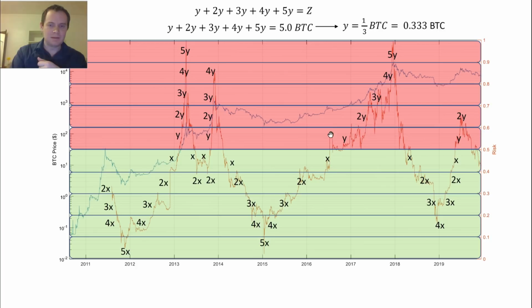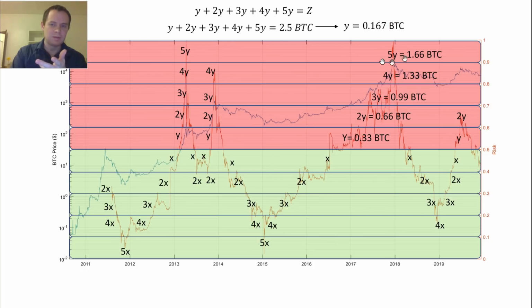So that means at this level here, you'd be selling 0.33 Bitcoin. If you get up here, you'd be selling 0.66, here 0.99, here you'd be selling 4y, so you'd be selling 1.33, and then here you would be selling 1.66. So you would have been selling 1.66 Bitcoin at around 20 grand. You would have been selling 1.33 Bitcoin at around 10 grand. If you add up 1.66 plus 1.33 plus 0.99 plus 0.66 plus 0.33, you would get 5 Bitcoin.